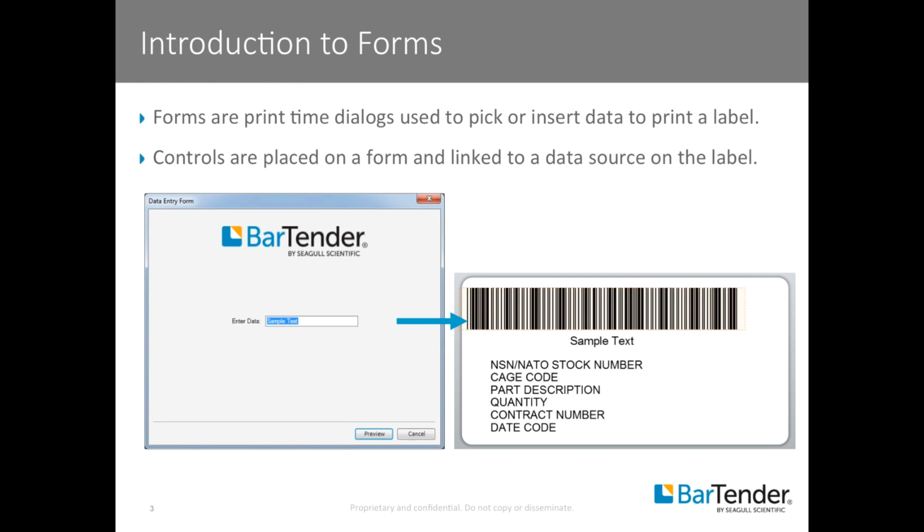Before we start talking about how to design a data entry form, let's talk about what a data entry form is in BarTender. A data entry form is a dialog that displays at print time that allows you to pick or enter data to print on your label. And also now you have the ability to search for and select records to print. This allows you to have a dynamic label with the data that you need to print, and you can choose all this on the fly at print time.